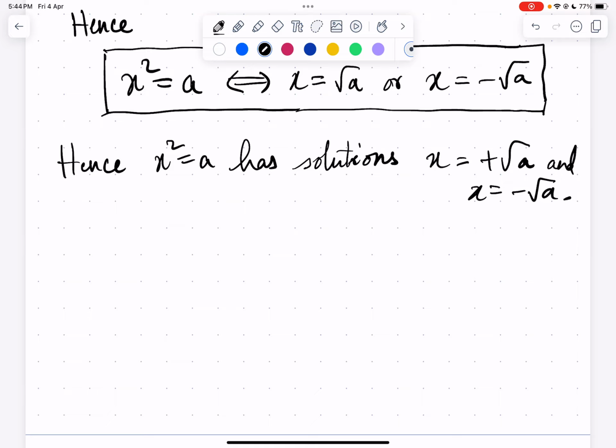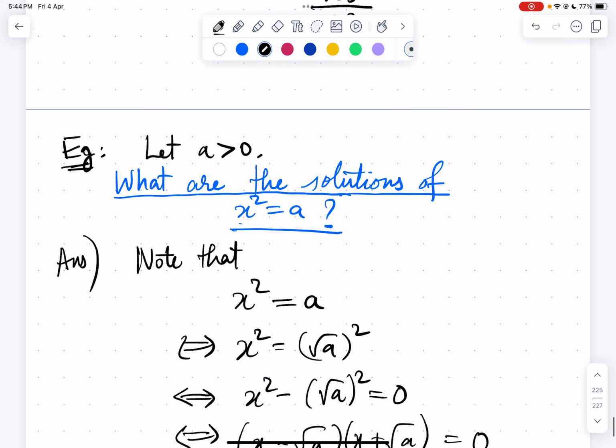So we know how to solve equations of the form x square equals a where a is positive. When a is negative, x square equals a will not have any real solution. There is no real number whose square is, for example, minus 1. We'll later see that there are numbers called complex numbers in which we can solve equations of this form.